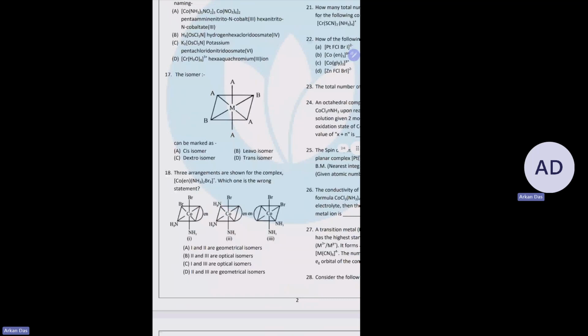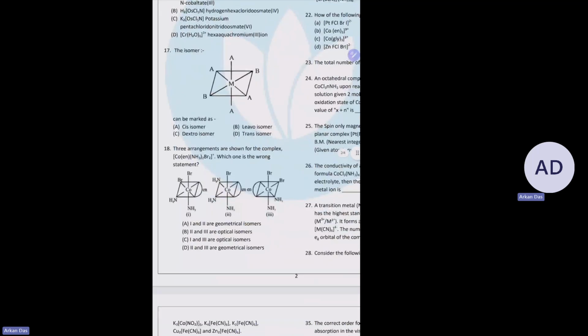If you see from the beginning of the question only, the name of the complex is given, Co(en)2(Cl)2 plus. So option number 2 that has been drawn is not correct. Henceforth we have to compare only 1 and 3. And as soon as you see 1 and 3, you can easily understand that 1 and 3 are what type of isomers? Optical isomers.